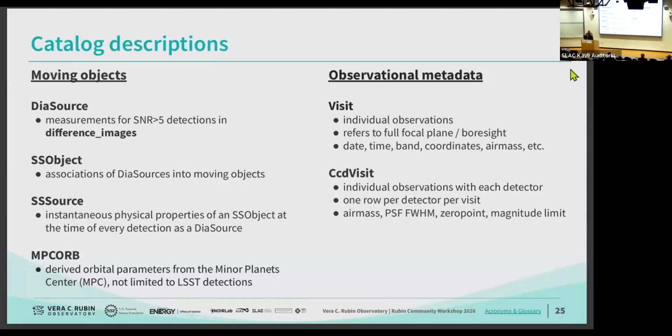And there are also catalogs of metadata about observations, information about the conditions of each pointing, the central coordinate of each pointing, the time it was taken, which you'll need for light curves. So those are in either the visit or the CCD visit tables. And those are just tables cataloging all of the visits that are included.